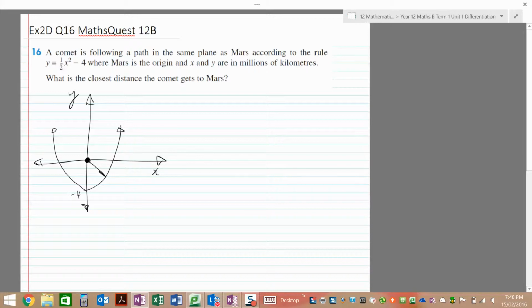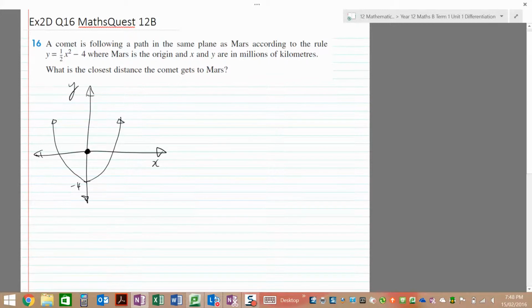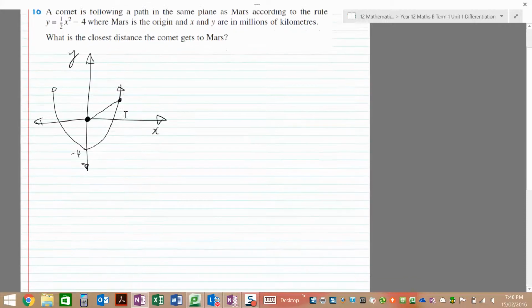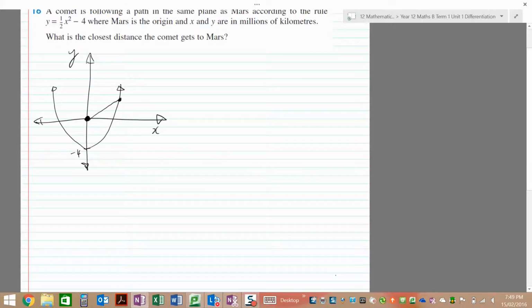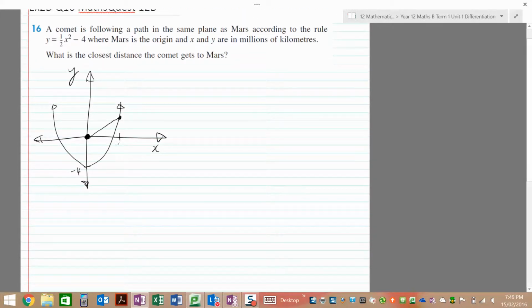I'm going to use, again, just some generic point. Okay, some random point here, x, and instead of writing y, I'll have a half x squared minus 4. So the coordinates of this point are x, half x squared minus 4. I want to find the distance between the origin (0, 0) and that point.